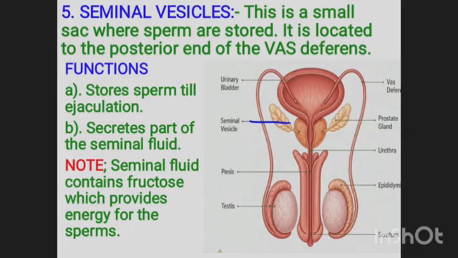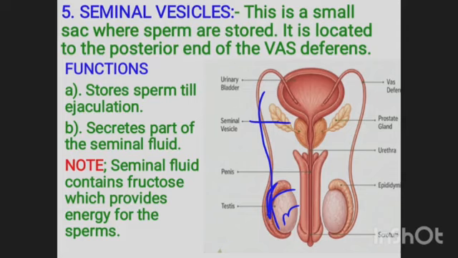So once the sperm is produced in the testis, it is sent to the epididymis, and the epididymis will transfer it down to the seminal vesicle, where it is actually stored. Let's look at the function. It stores sperm until ejaculation. So the sperm have been stored there until they are ejaculated. Ejaculated simply means until they are released out of the body during sexual intercourse or during fertilization.